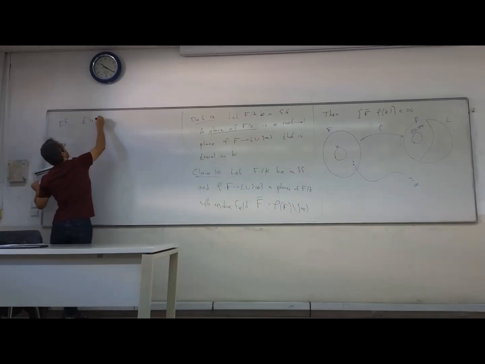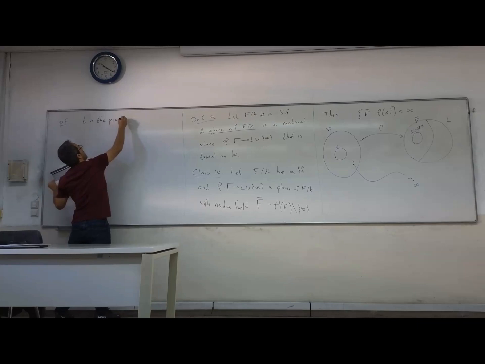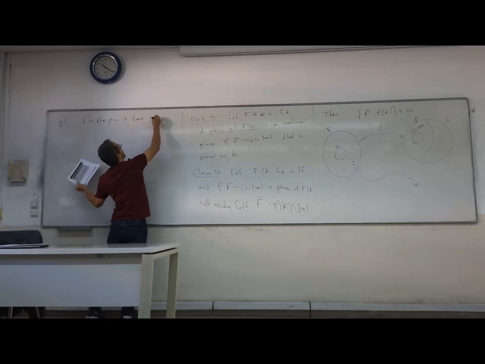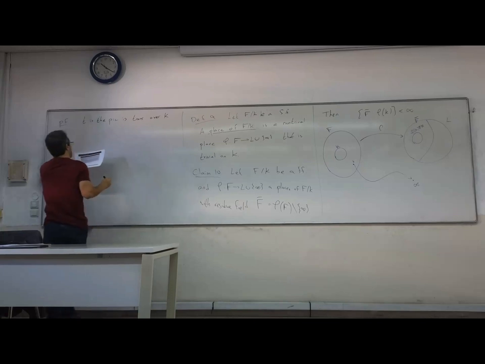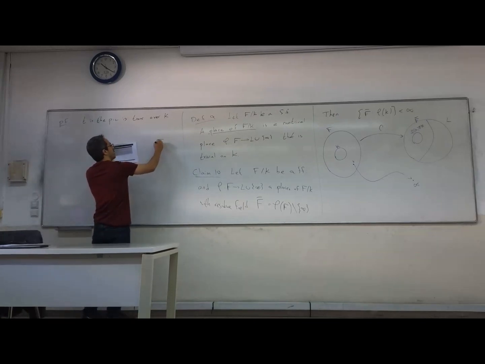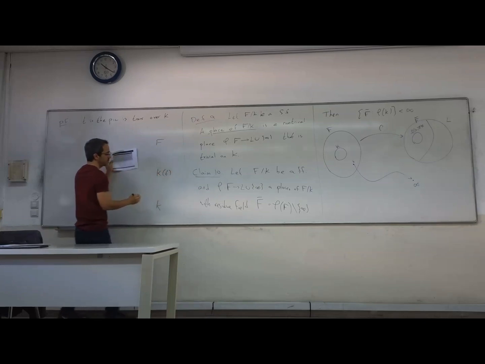T in the picture is transcendental over k. So let me have a little diagram. We have f, we have k, we have k of t. These are field extensions.